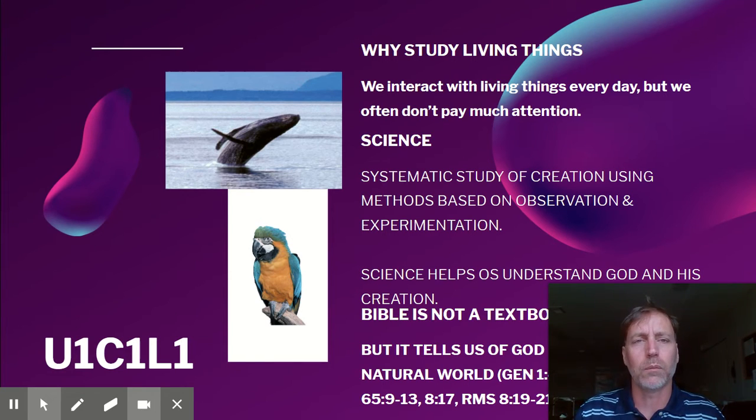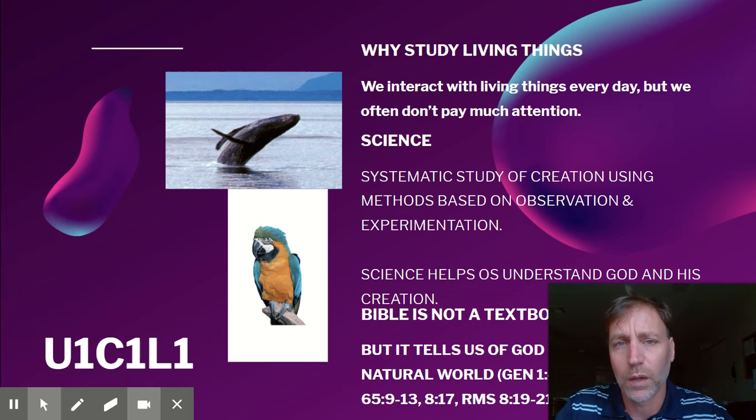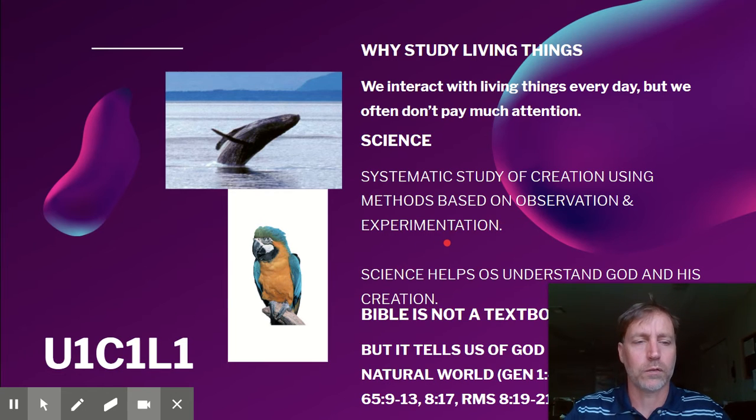One reason is to understand more how creation was given to us and to gain a better appreciation of what life is. When we define science, this is how we define it: it is a systematic study of creation using methods based on observation and experimentation. I'm going to talk about each one of those. Systematic is something that's a system, that's organized, that's well thought out. It has a process to it. So the process of doing science means that you are doing something. A scientist is doing something in an ordered way with some thought and intention behind it.